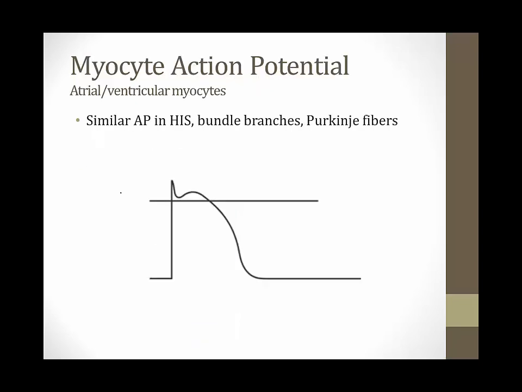Let me make one other point about the myocyte action potential before we move on. Even though this action potential is usually discussed in the context of atrial and ventricular myocytes, you should be aware that you can find an action potential with a similar morphology in some other places in the heart, including the His bundle, the bundle branches, and the Purkinje fibers.